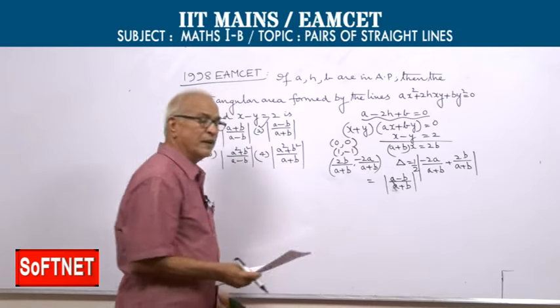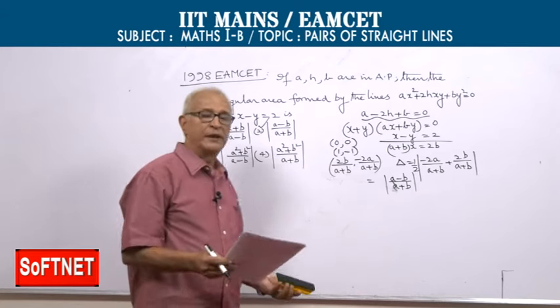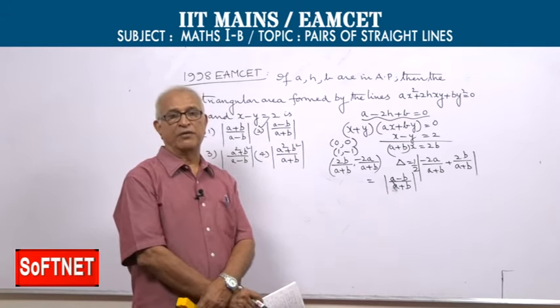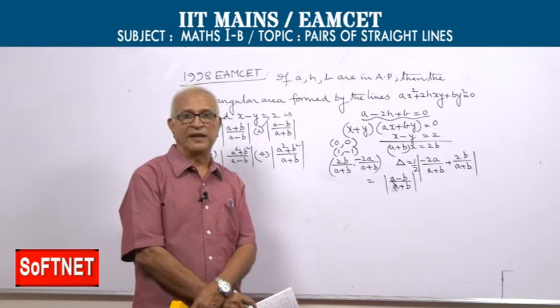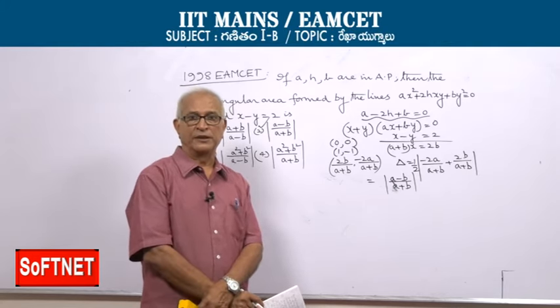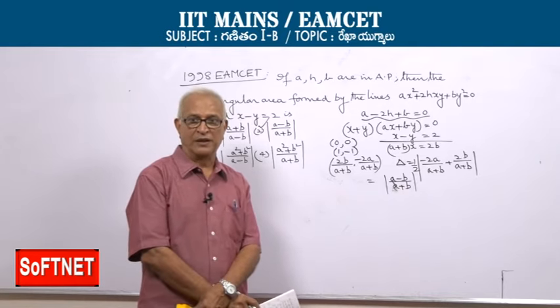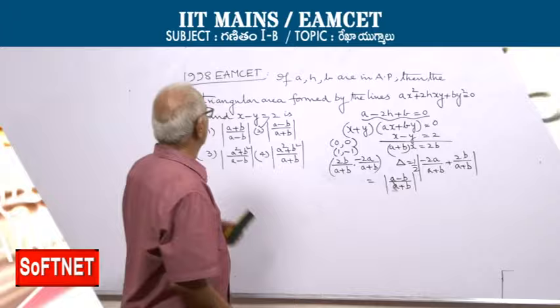Next, bisectors. In the last episode, we made a point to write the equation of the pair of lines bisecting the angles between the pair represented by the homogeneous equation h into x square minus y square equal to a minus b into xy. So, we try questions on this formula.